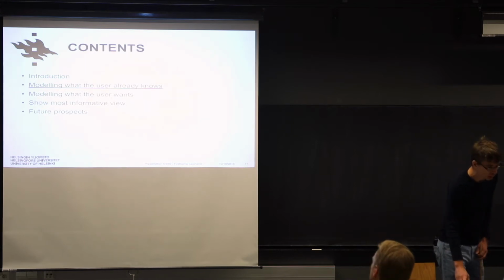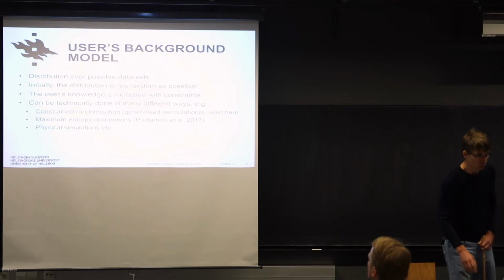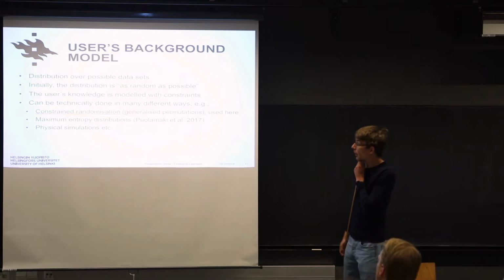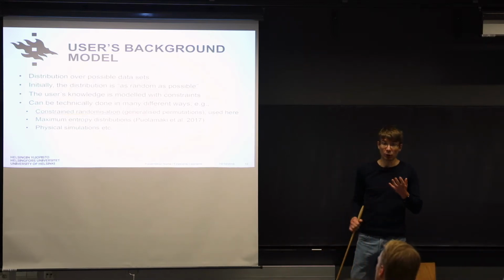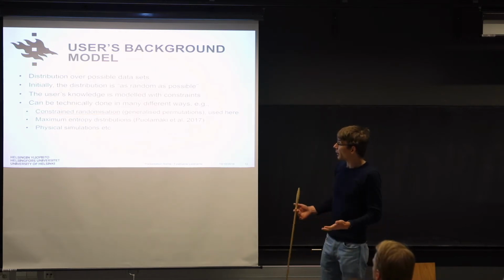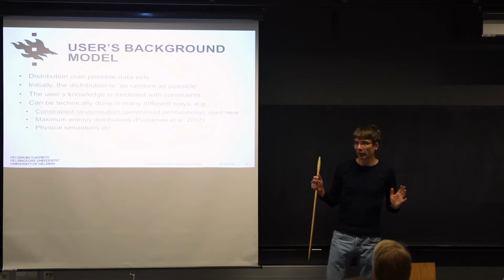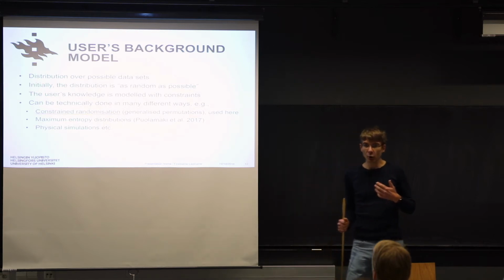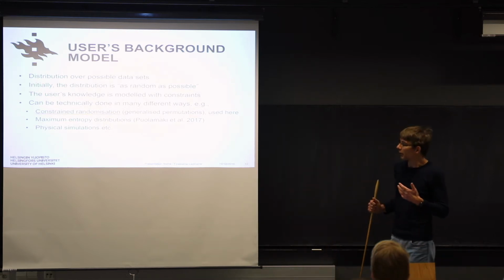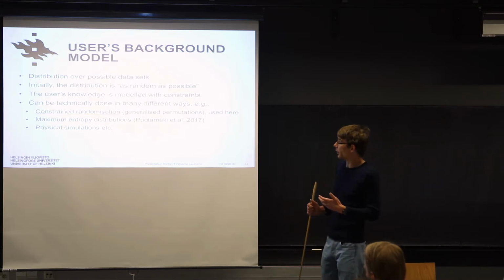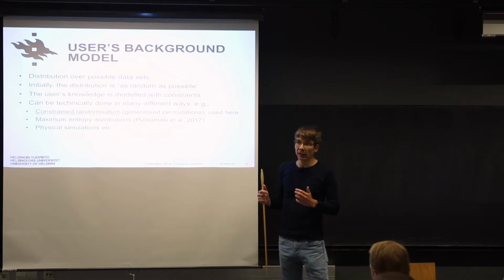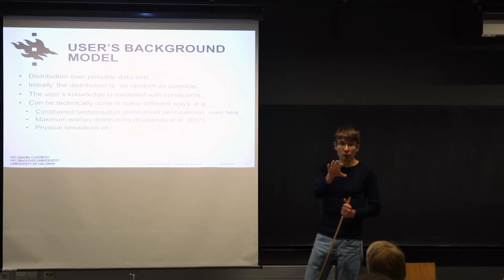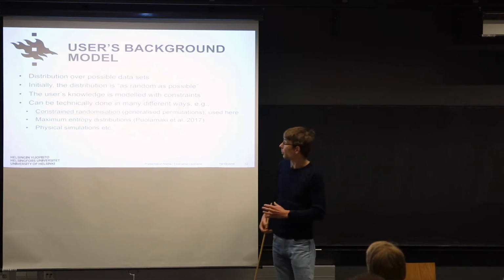So first, how do we model what the user knows? As you might guess, we use randomization and distributions of the data sets to model the user's knowledge. The idea is that when the user knows nothing, the distribution of the data is as random as possible. But when the user knows more, we can view this knowledge as constraints on this randomization. For example, if the user knows that two variables are correlated, we constrain the randomization so that the resulting randomizations maintain this correlation exactly or approximately.